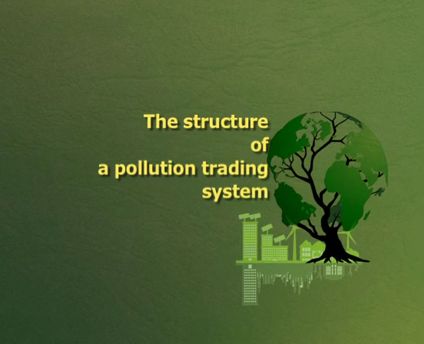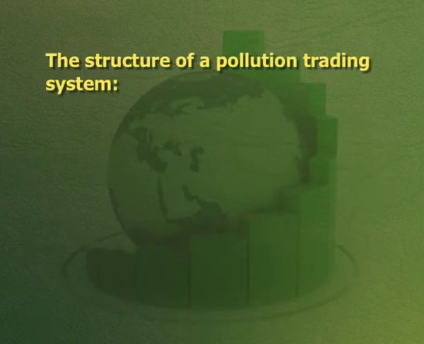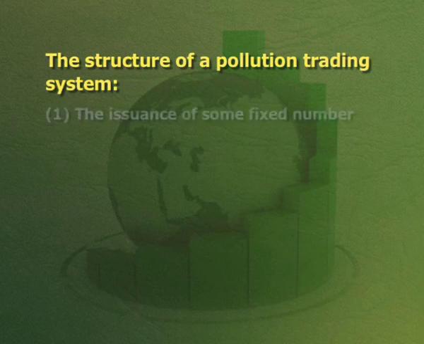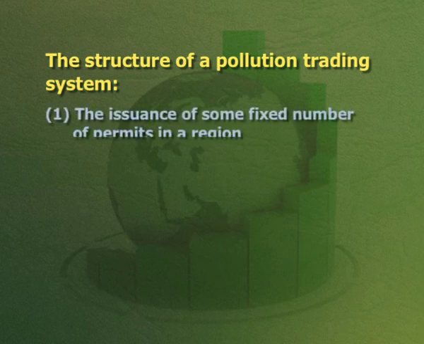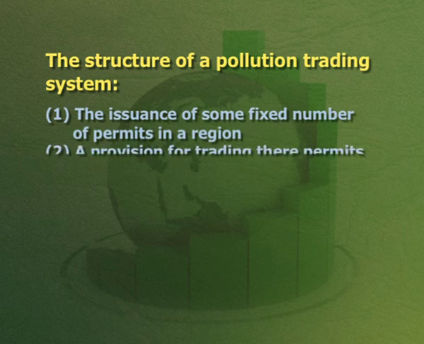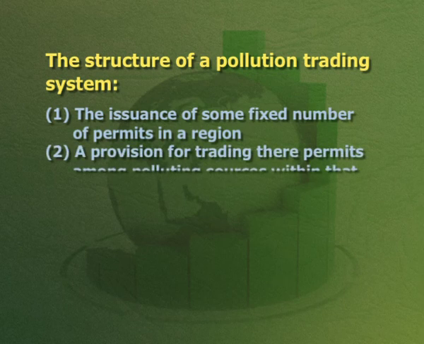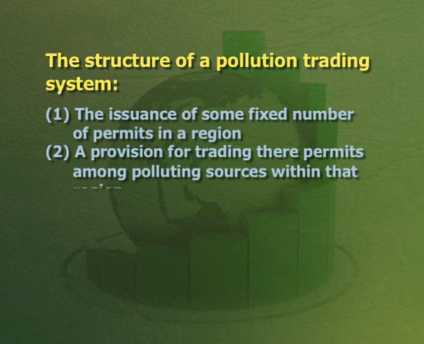The structure of a pollution trading system. A system of marketable pollution permits has two key components. Number one, the issuance of some fixed number of permits in a region. Number two, a provision for trading the permits among polluting sources within that region.